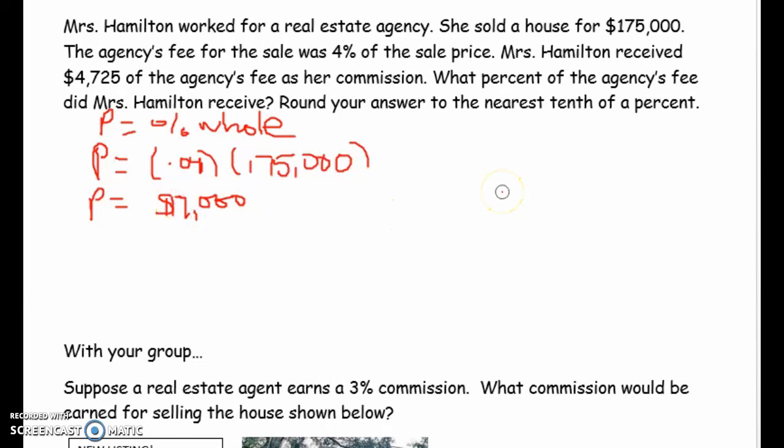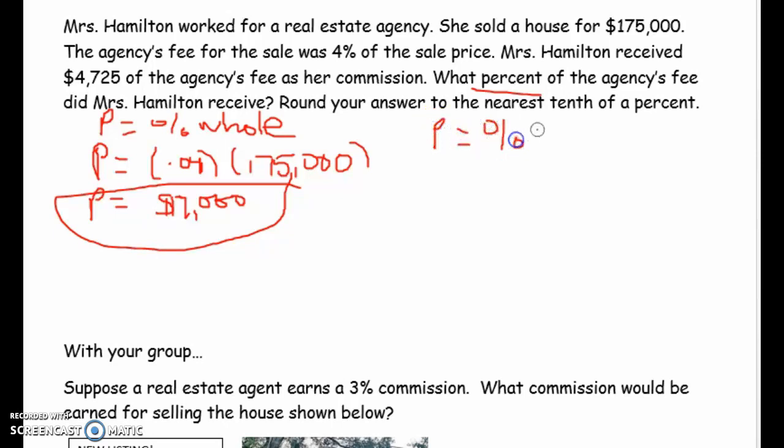Okay, now it says Mrs. Hamilton received $4,725 of this. So this is our new whole, but this time we know the part. And it says what percent, we're looking for the percent of the agency's fees did Mrs. Hamilton receive. So let's start with part equals percent times whole again. Same thing every single time.